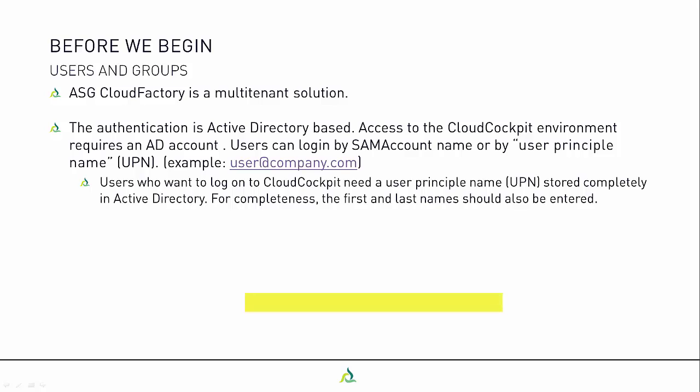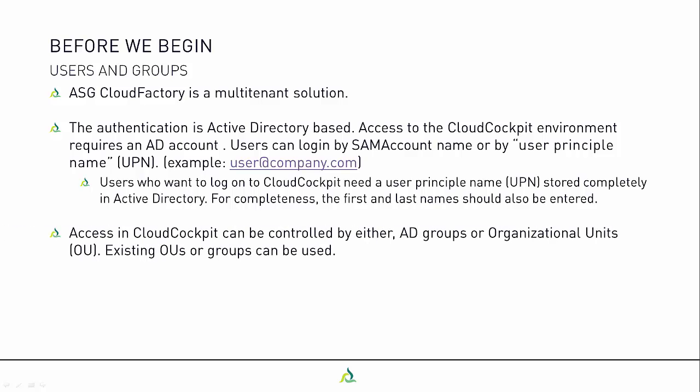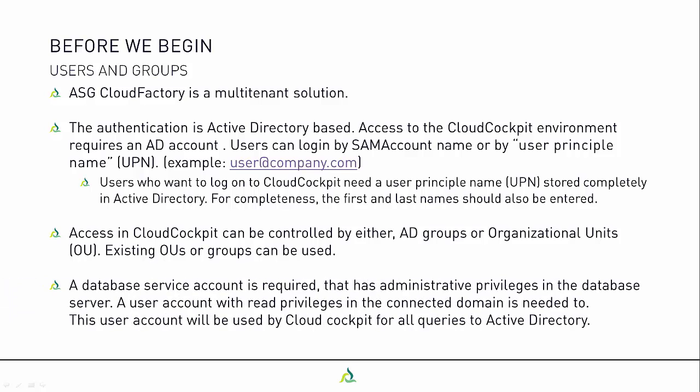The users can either use their SAM account name or the user principal name, for example, user at company. This name must be properly defined in AD. Typically, the first and last names are used. Access to CloudCockpit can be managed by AD group or by organizational units, and existing organizational units can also be used. During the installation process, a user account with administrative privileges on a database server is required.